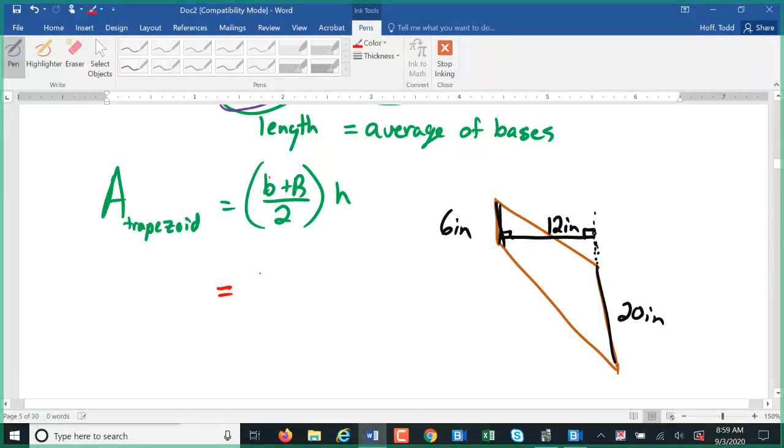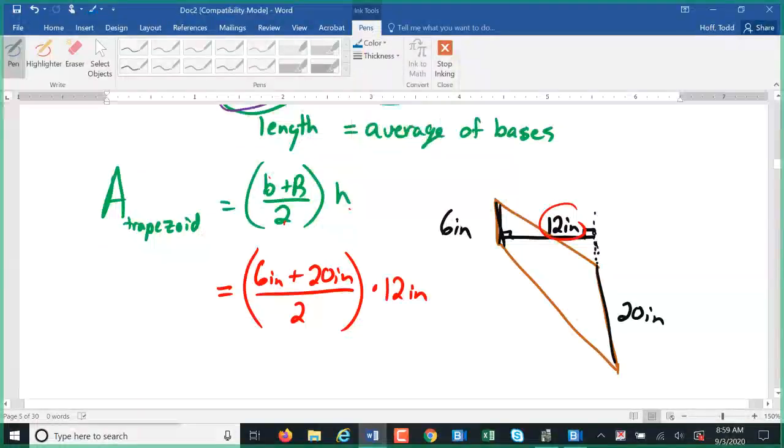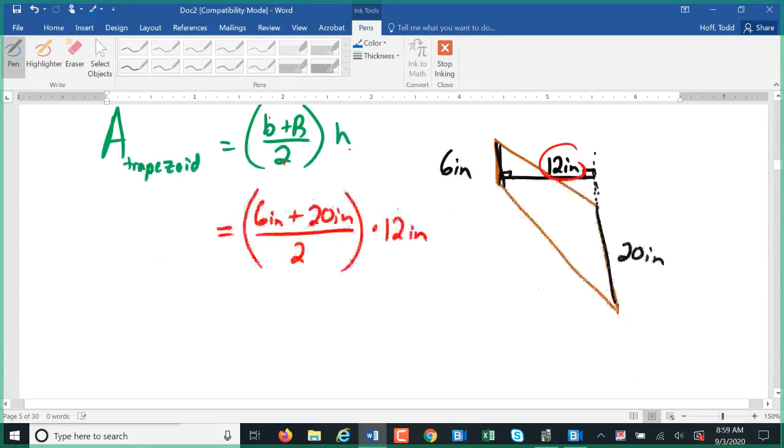So the area for that trapezoid, I'm going to plug into my formula. I have my little base, which is 6 inches. My big base, which is 20 inches. Divided by 2, that'll be in parentheses. Times my height, which is the distance between bases, which is the 12 inches. So now we can go ahead and calculate this out. At this point, it's just an order of operations problem.